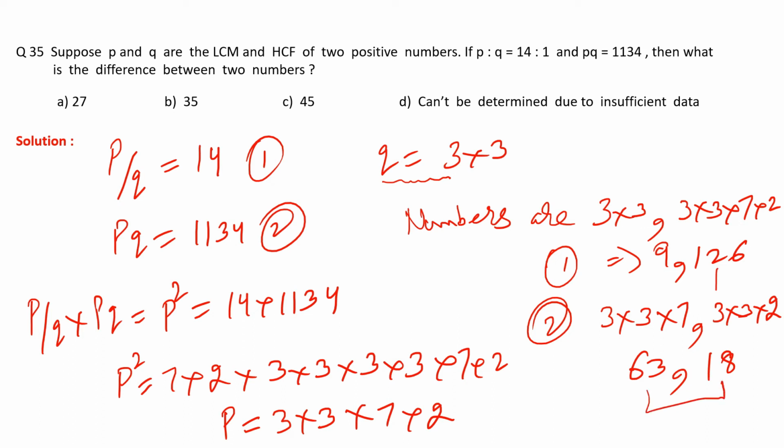If we find the difference of the first pair, it comes out to be 117. So since there is a lack of information in the question, nothing more is given to us about these numbers, we'll have to take the D option. Cannot be determined due to insufficient data. So now we move to our next problem.